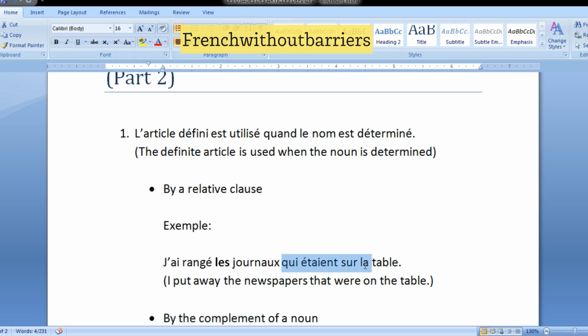Guys, this is your relative clause, and as you can see, here we have qui, which is your relative pronoun. This part of your sentence is the relative clause, and this relative clause is pointing out some particular newspapers. These are the particular newspapers which are on the table, and that is why guys we are using the definite article les here.